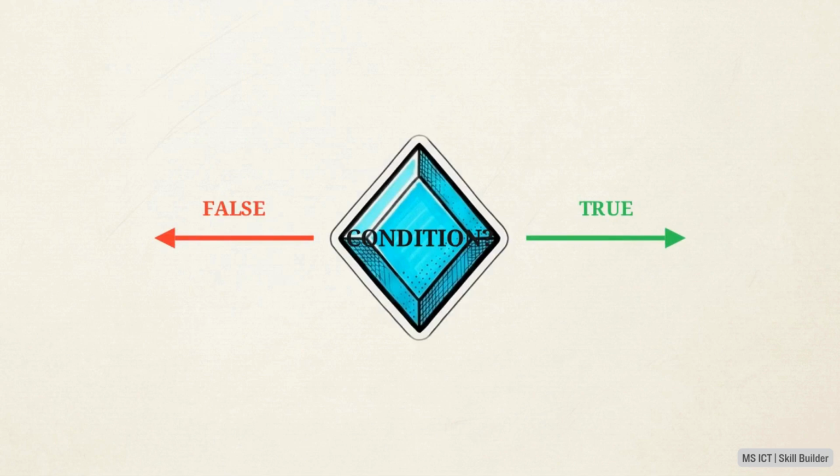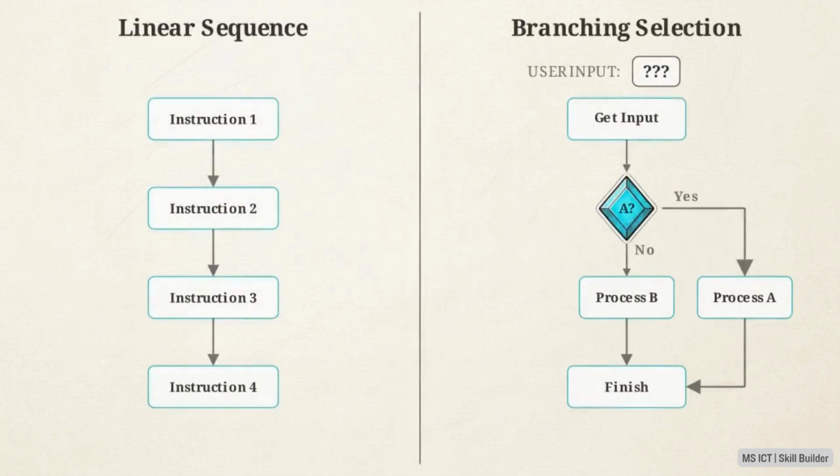In programming, this process is called selection. It is the mechanism that allows code to look at a piece of data, ask a question with only a true or false answer, and choose which action to take next. Without the ability to make choices, algorithms would be entirely rigid, running the exact same sequence of instructions every time, regardless of what happens. Selection provides the flexibility for a program to adapt to different user inputs.